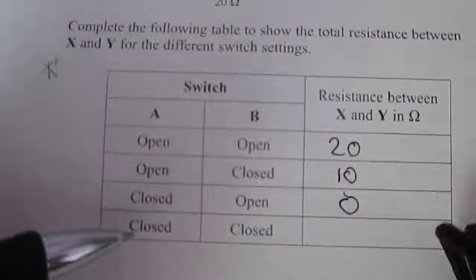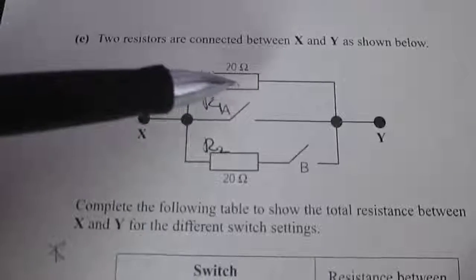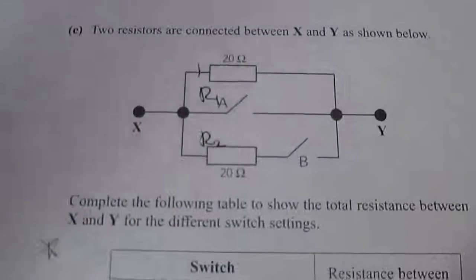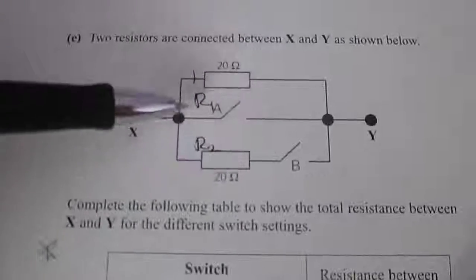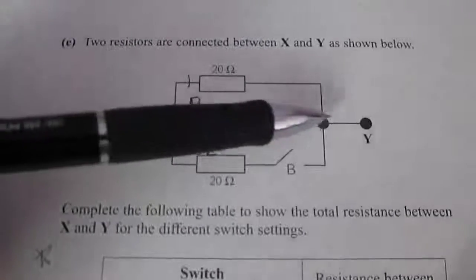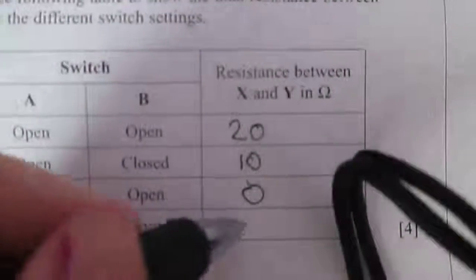Okay, last one. A is closed and B is closed, so it can flow this way, this way, this way. Again, electricity is looking for the easiest path to flow through. It's not going to flow through there or there because it's got the easiest path, but there's no resistors to try and stop it. So again, resistance is going to be 0.